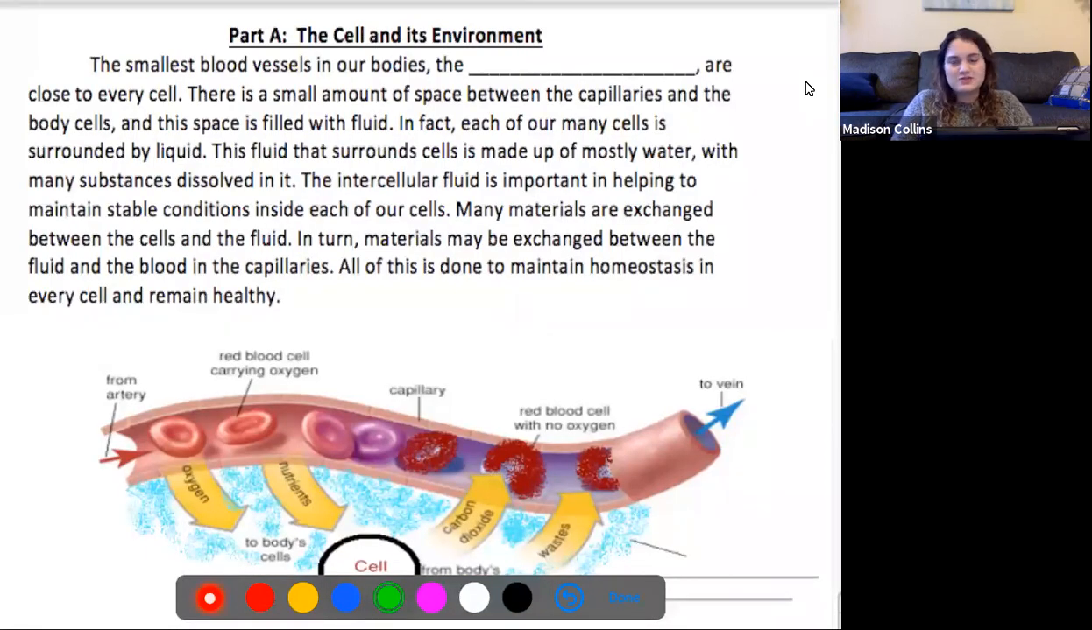So we've got a passage to read, as always. Annotate this passage as you go through, and then we're going to answer some questions about it. Okay, the smallest blood vessel in our bodies, that sounds pretty familiar. In fact, I believe those smallest blood vessels are known as the capillaries, are very close to every cell. So remember, they're so small that they can fit in between the tiny little crevices in between cells.